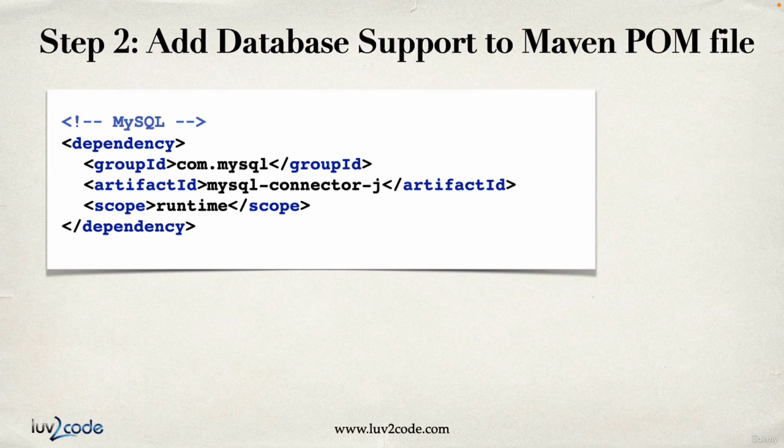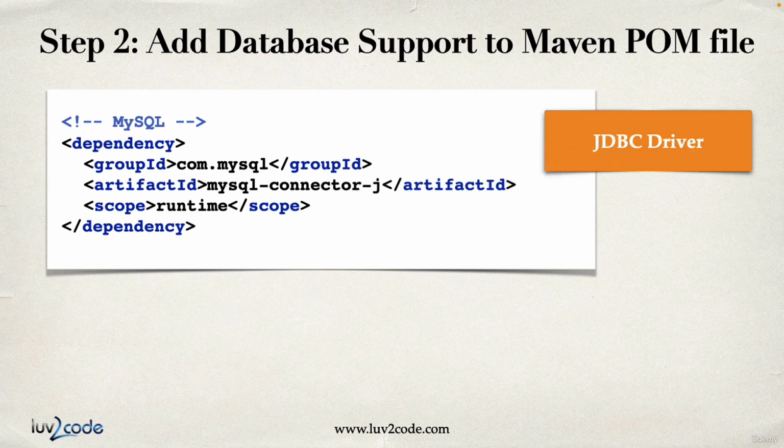Now moving ahead to step 2, we add the database support to our Maven POM file. Here we make sure to give a reference to our JDBC driver. In this example, we're using MySQL, so we give the appropriate entry here for the MySQL group ID and artifact ID.